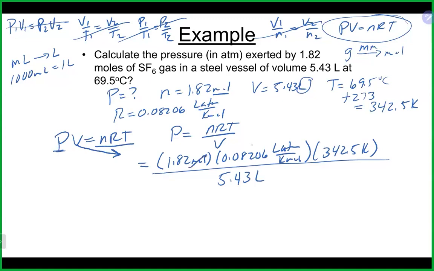That means that the moles and the moles will cancel, the Kelvin and the Kelvin will cancel, the liters and the liters will cancel. That will leave me just atmospheres left over, and that's good because that's a unit of pressure. And we go 1.82 times 0.08206 times 342.5 divided by 5.43, going to yield me 9.42 atmospheres as our pressure in this case. Questions on that one there?